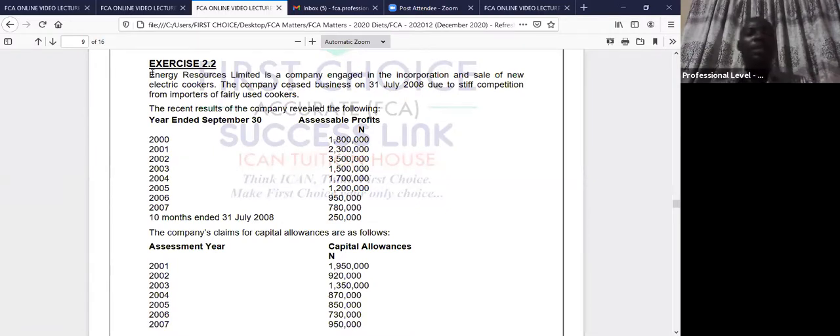Now, this is Energy Resources Limited. It's a company engaged in the incorporation and sale of new electric cookers. So, one, you've seen the name of the company. You have looked at the nature of the business. Why are you looking at the nature of the business?